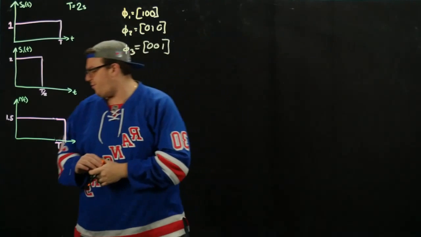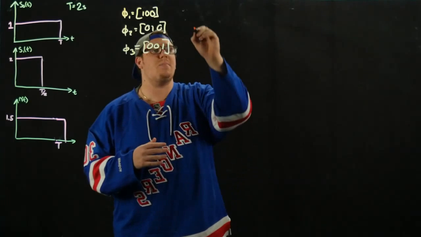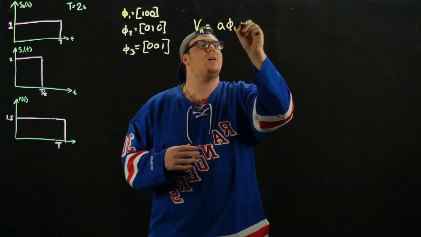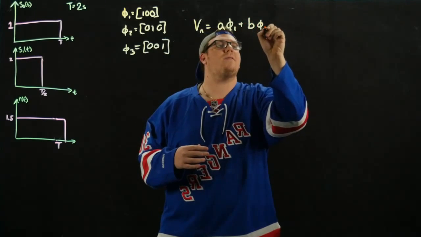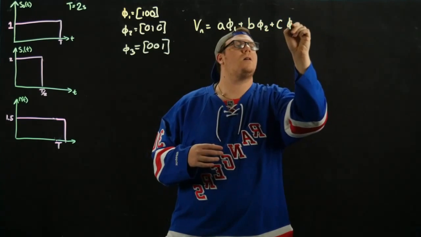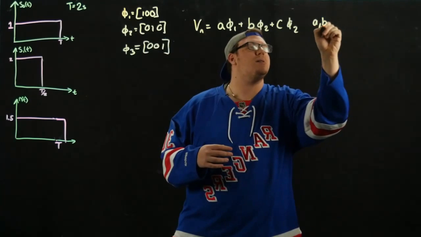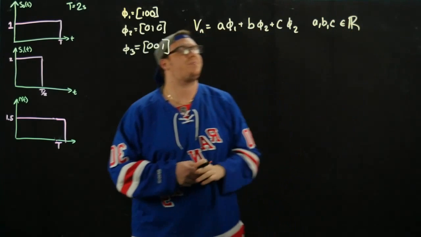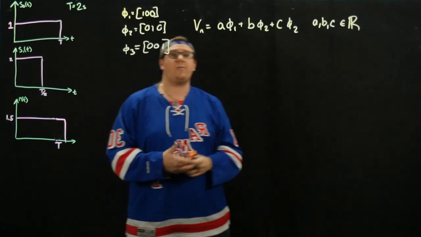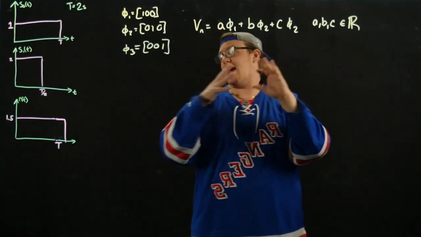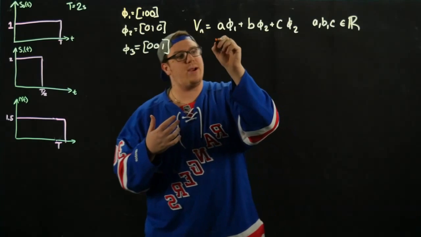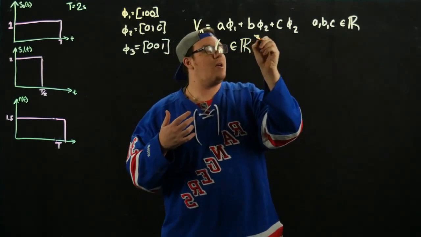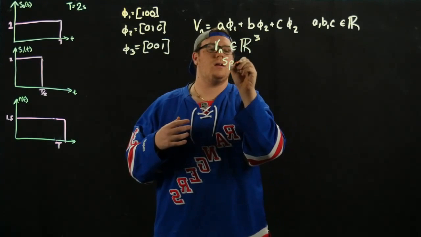And so what defines these as a basis is that we can make any vector, V sub n, as a linear combination of these other vectors. So we have a, b, c as just being real numbers. And if we take those, multiply them by our basis, and add them together, we can get anywhere. We can get Vn as being an element of R3, and it also spans R3.